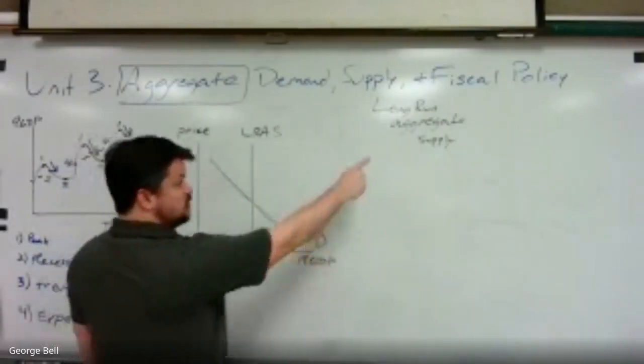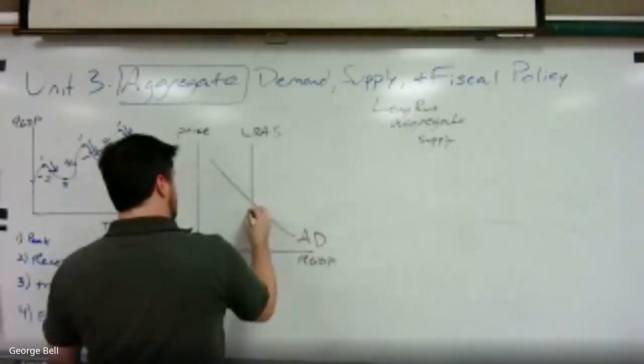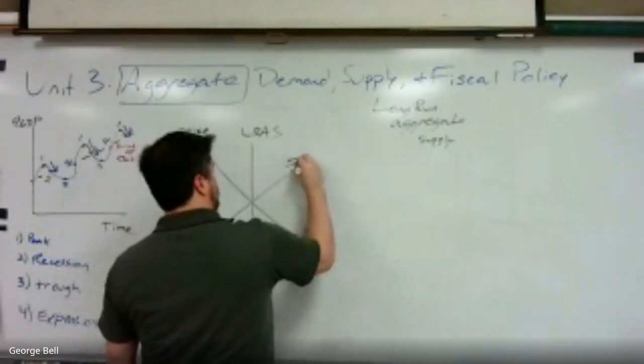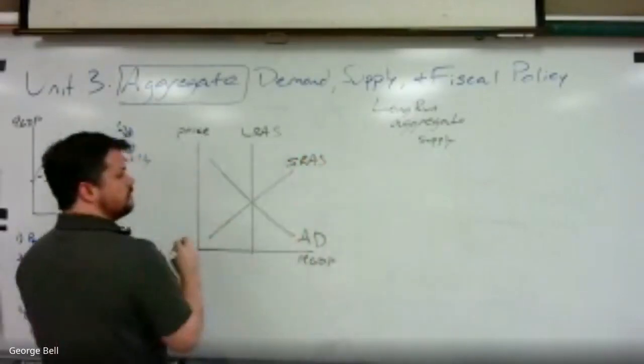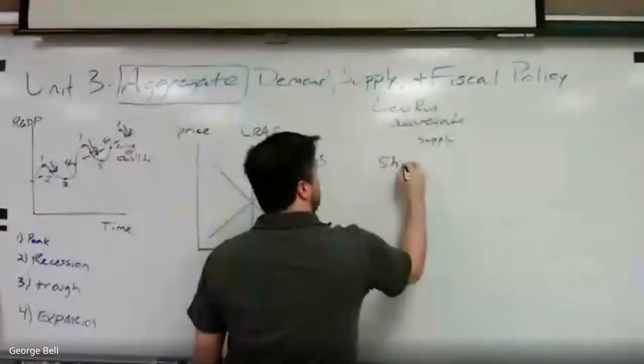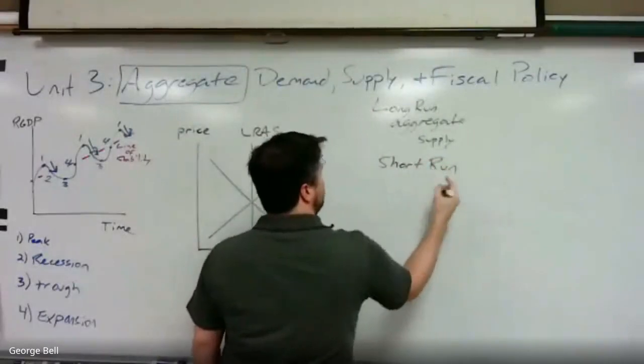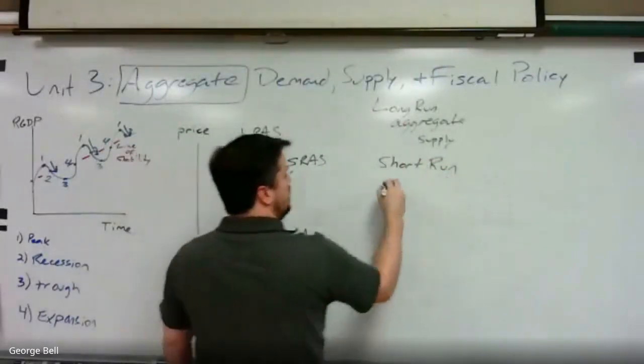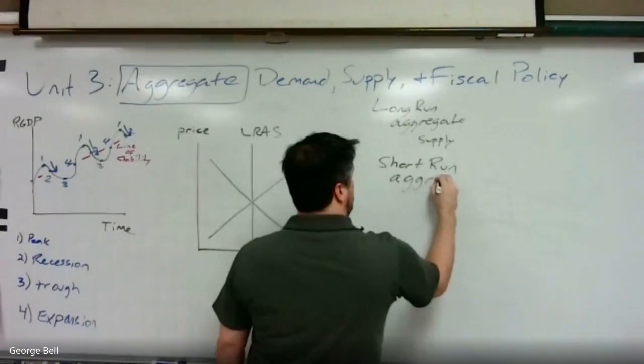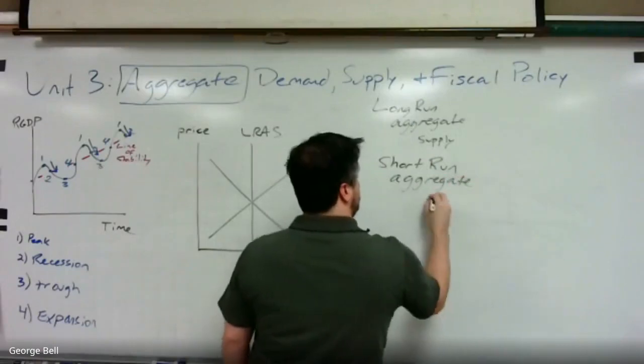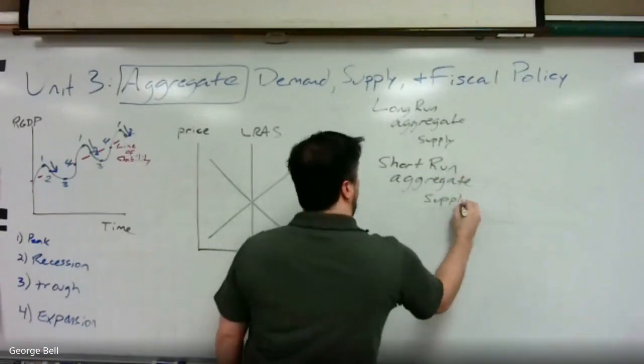Aggregate demand means all. And then let's put in what's called the short-run aggregate supply. And so one of the key concepts that we're going to be looking at in this unit is long-run versus short-run. And we're going to be looking at the word aggregate constantly, because aggregate means all.